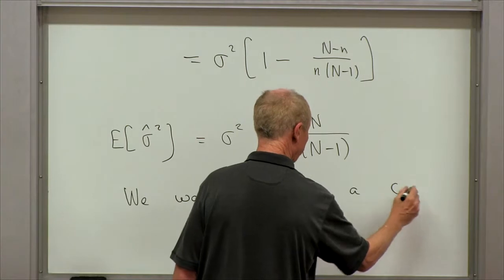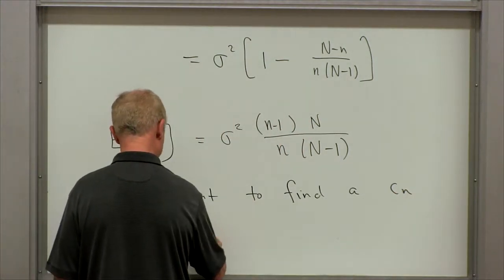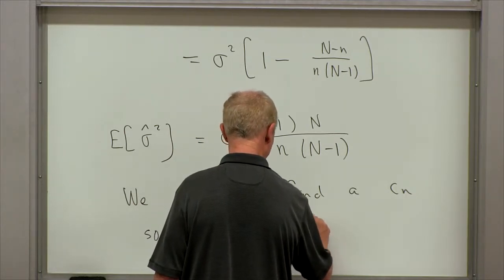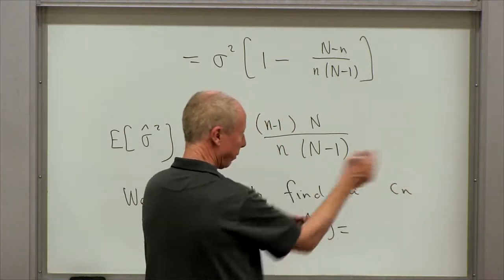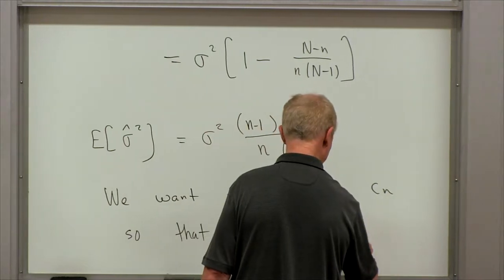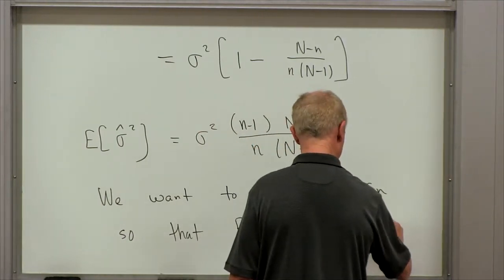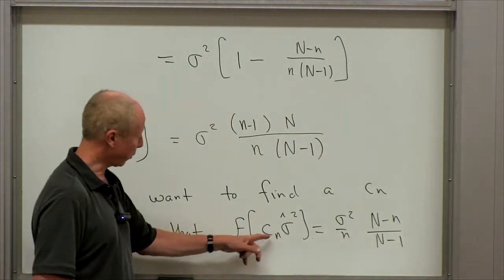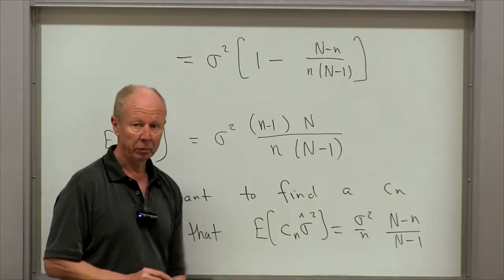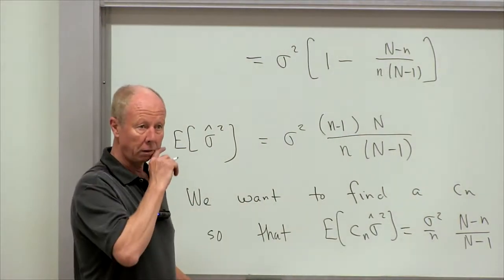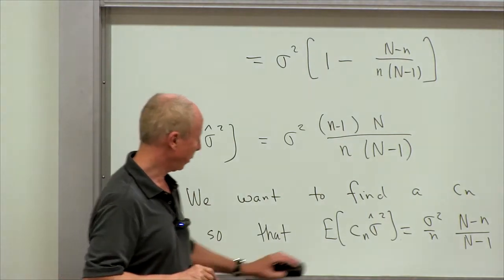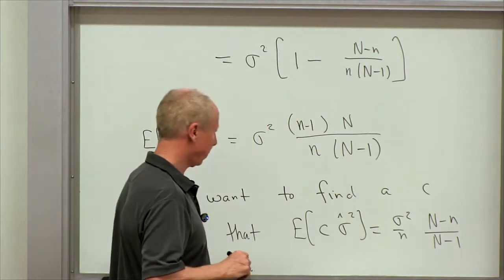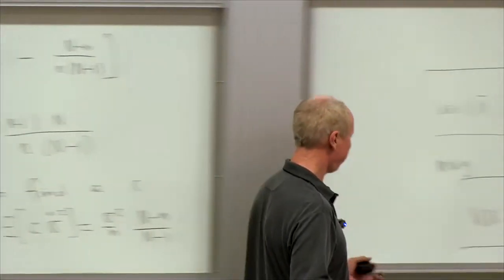So we want to find a number c depending on n, so that the expected value of c n sigma hat squared is equal to the variance of x bar, sigma squared over n times (capital N minus little n) over (capital N minus 1). Okay, we want to multiply sigma hat squared by something so that we get that. Or let me just say it's a number c. Okay, I don't have to put n here. Okay, so what would it be?